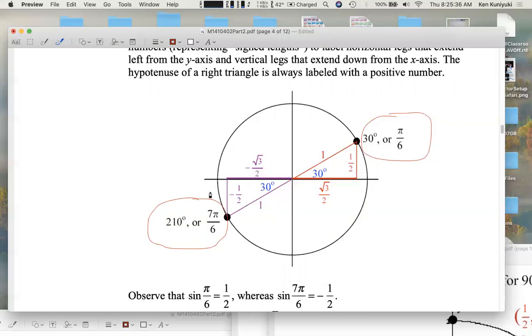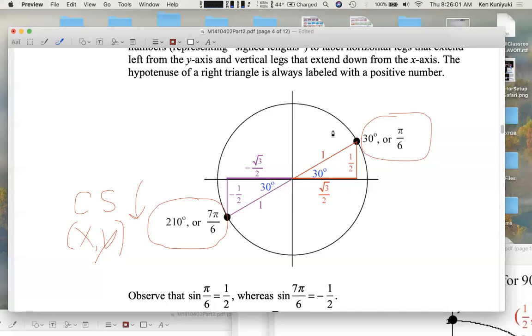Because remember, 7 pi over 6 is a quadrant 3 angle. It's a bit more than pi radians. We rotate into quadrant 3, where both the x and y coordinates are negative. And from the unit circle approach, we know that the x coordinate is the cosine value, the y coordinate is the sine value. They're both going to be negative.